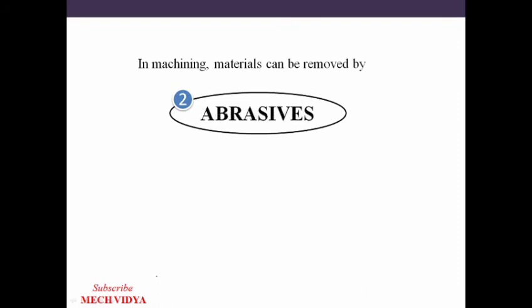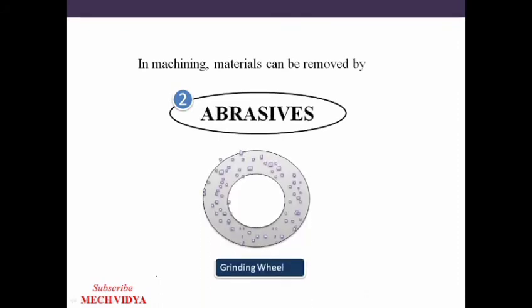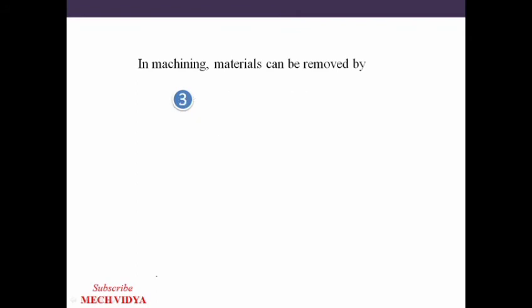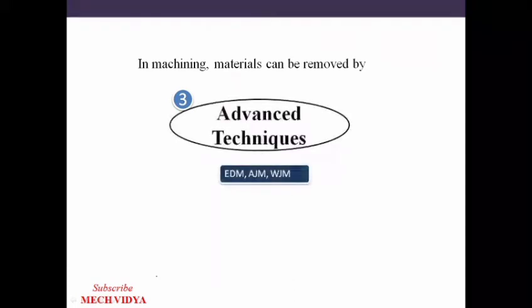Then comes the abrasive machining process. For example, the grinding process. If you have ever seen a grinding process, you might have seen that in a grinding wheel some small abrasive particles are attached, and the wheel rotates at a very high speed. And when the workpiece comes in contact with the rotating grinding wheel, some small amount of material gets removed. And finally, we have the advanced machining process like electrodischarge machining, abrasive jet machining, water jet machining, and so on.